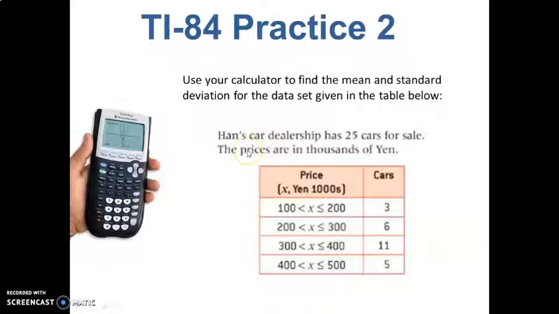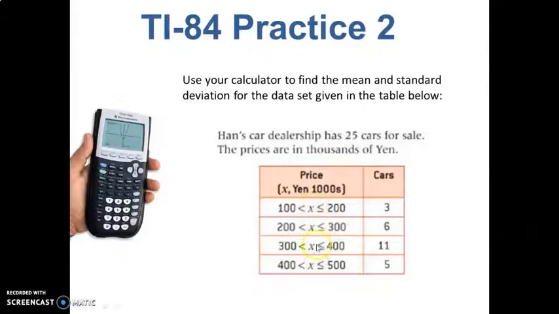Okay, next one, let's try again, another one here. Here we have Han's car dealership, and it has 25 cars for sale. The prices are in thousands of yen. Okay, so we can see 3 cars are priced like this, 6 cars are priced like this, 11 like this, and so on. So remember, this is now a frequency table, and we are shown how many data points lie in each of these ranges.